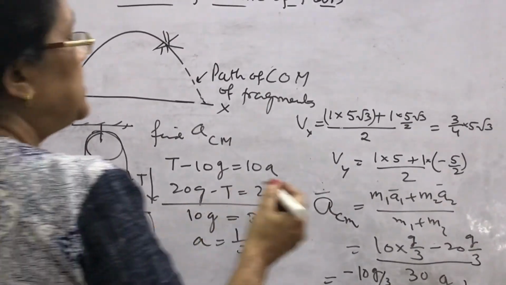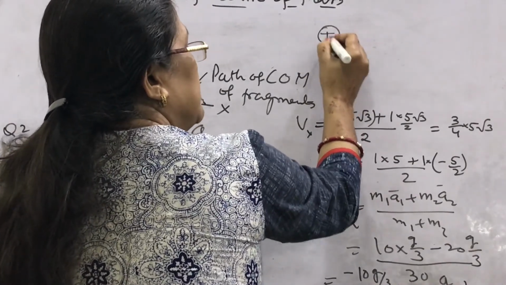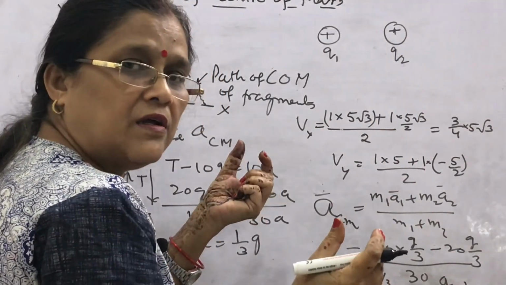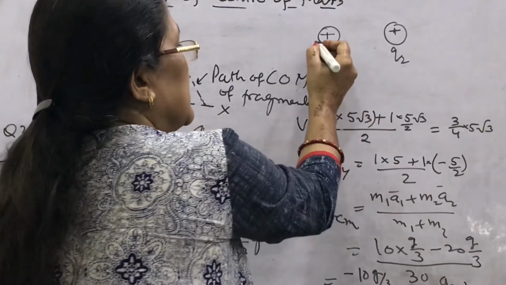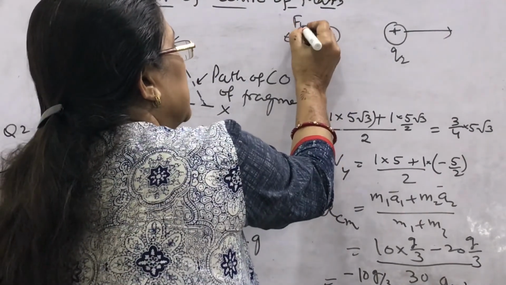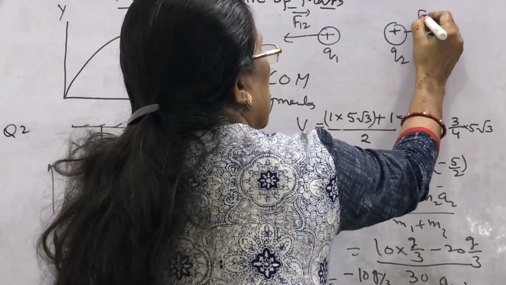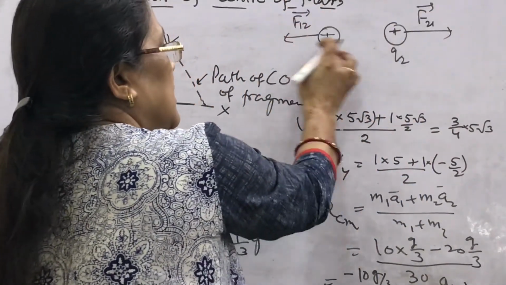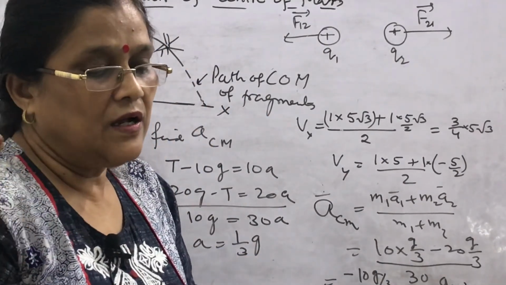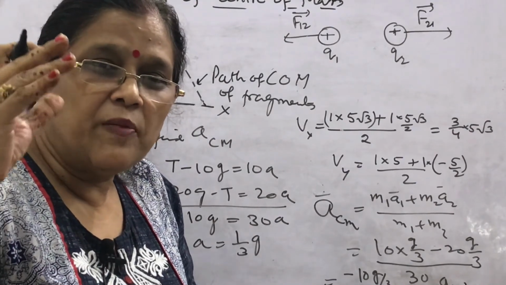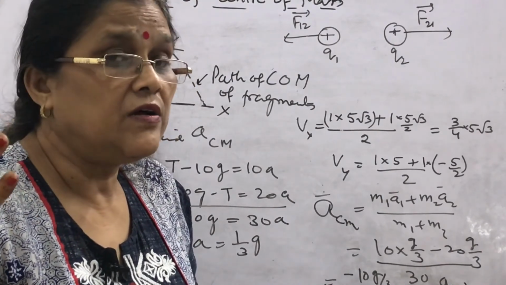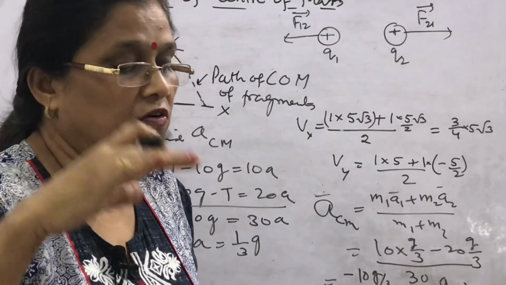What about the forces? Look, if there is a positive charge Q1 and another positive charge Q1, they are held. What will happen? Force of repulsion. This will have the force in this direction. You can write here this force as F12 in this direction and this F21 in this direction. Okay? If this is the question given, what can you say about the individual charges' velocity and acceleration, and the net velocity and acceleration of center of mass?